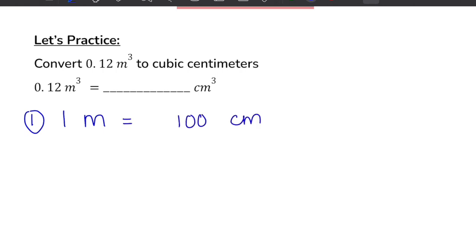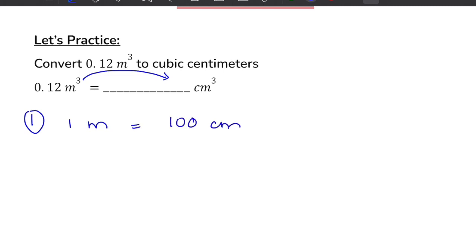Now notice how I started with meters and then centimeters. Would it have been wrong if I wrote 100 centimeters equals 1 meter? No, it's not wrong. This statement is correct. But I am going from meters to centimeters, so I want to go in that direction here as well. Okay, so 1 meter is equal to 100 centimeters.